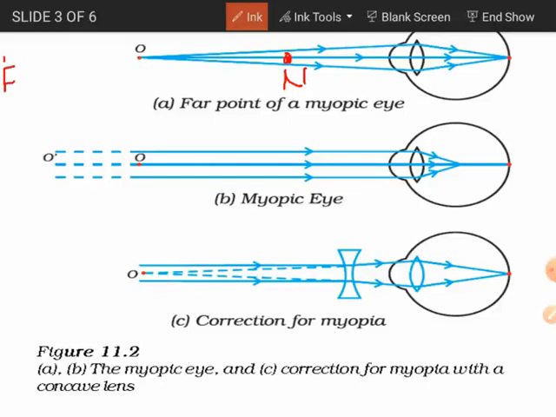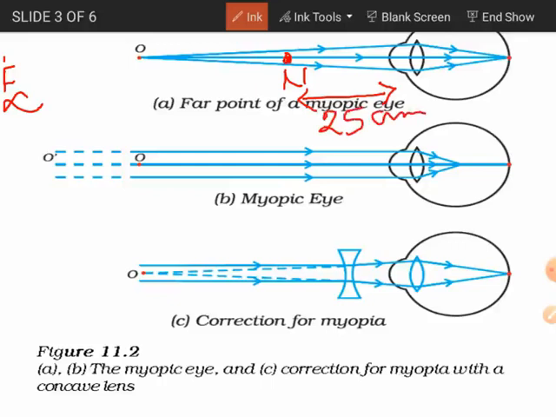For a normal, non-defective eye, the far point is at infinity, and the near point we call the least distance of distinct vision. This is the distance from the eye up to which an object can be seen very clearly, and it is taken as 25 centimeters.